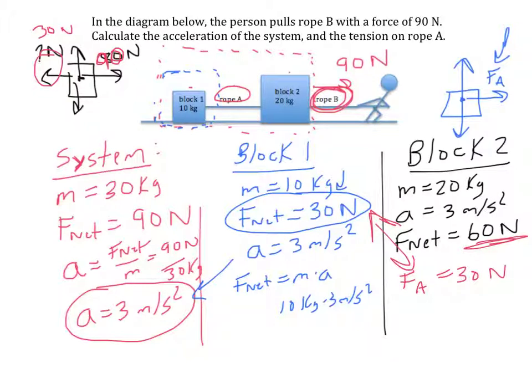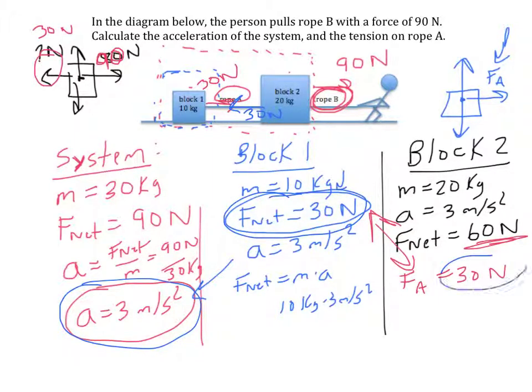From the third law, this rope pulls block 1 with a force of 30 newtons forward. The reaction force is that block 1 pulls block 2 back with a force of 30 newtons. So these should always be the same. The tension on the rope should be the same for each, and that's one good way of checking this answer. So that's what we've solved. We found the acceleration for the system and the tension, and we did it two ways. We confirmed it was the same in both cases, which is often good to do if you have the time.